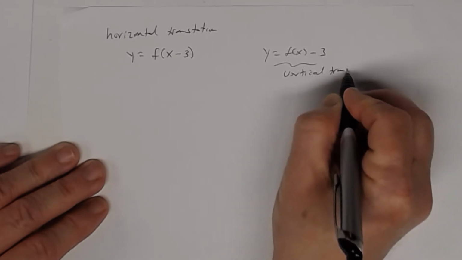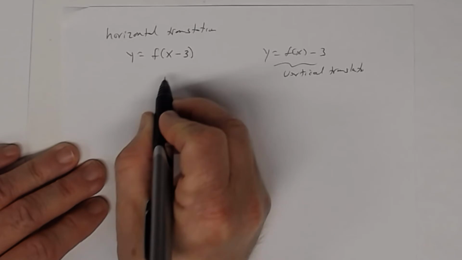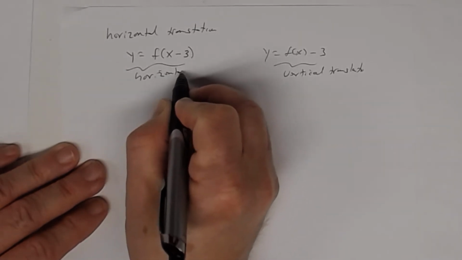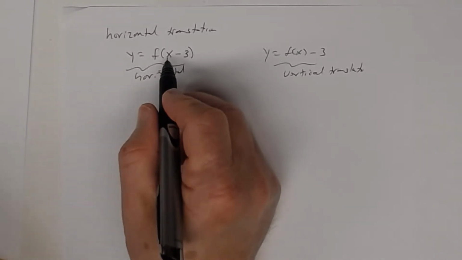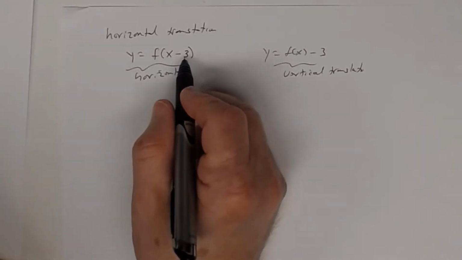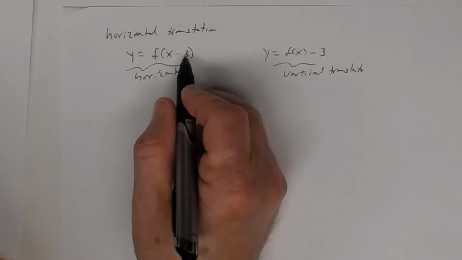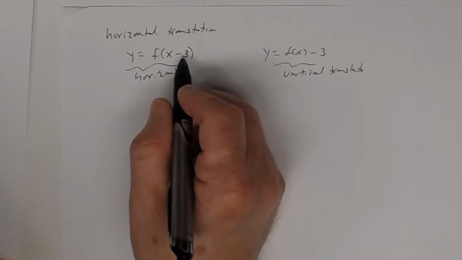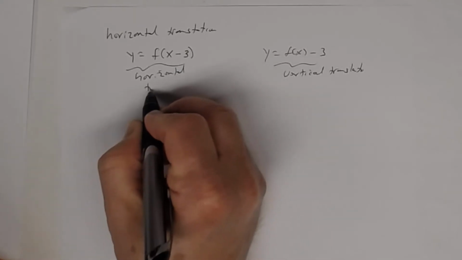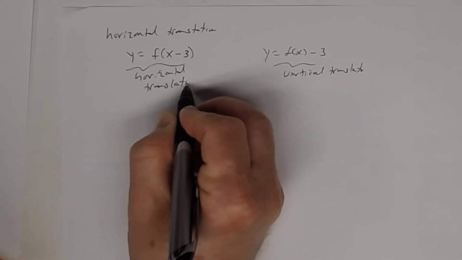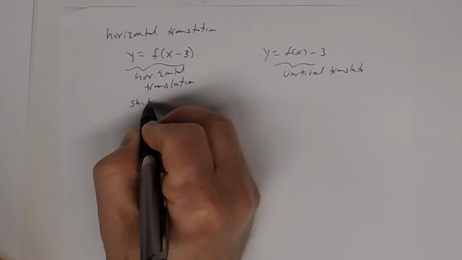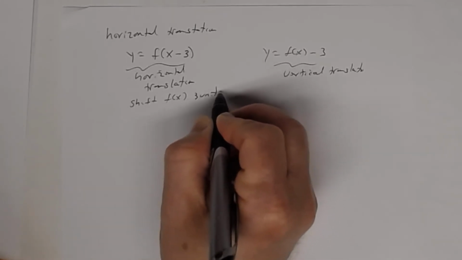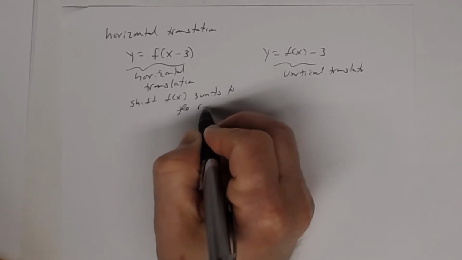All right, now when it's horizontal, it looks like this. So this is a horizontal translation. But remember, it's counterintuitive. So we see x minus 3. That does not mean you shift the graph 3 units to the left. It's actually shifting it 3 units to the right. So it's a horizontal translation. You shift f of x, in this case 3 units, to the right.